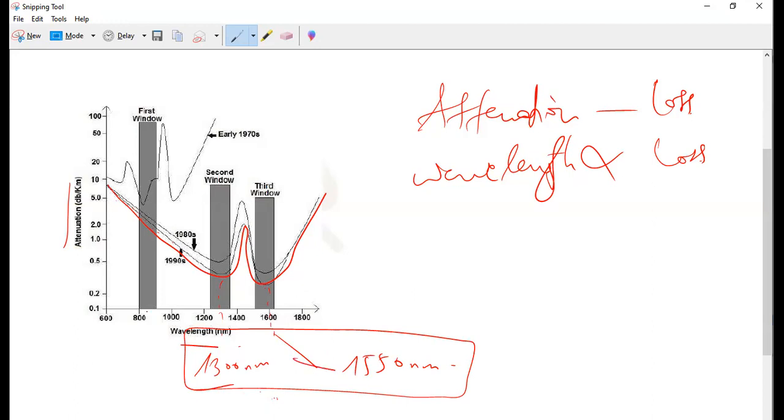If your light has 850 nanometers, what will happen? Attenuation is very high. It means you will have a lot of loss. You understand?